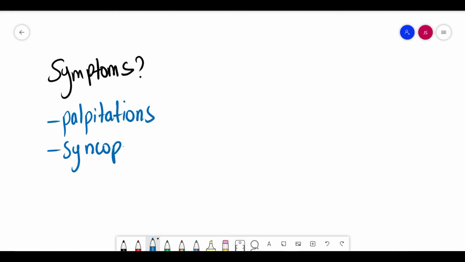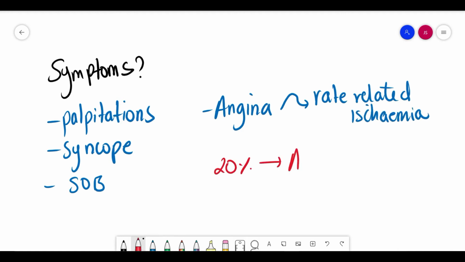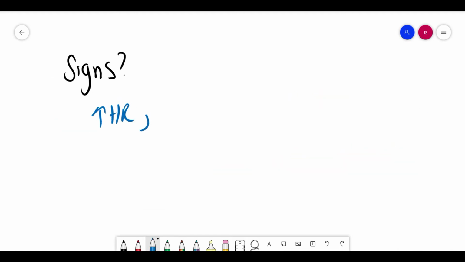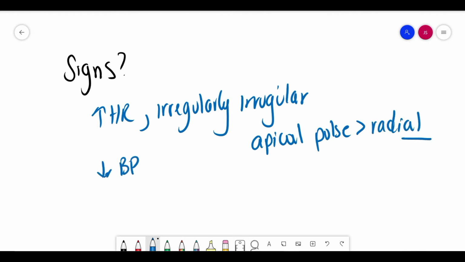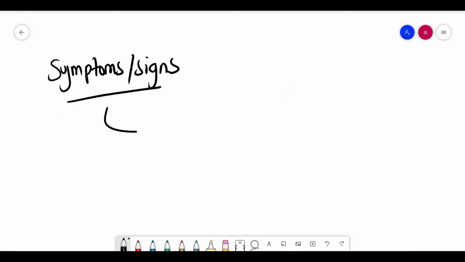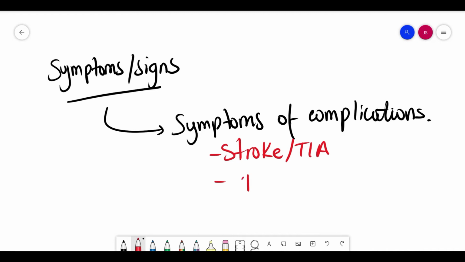Now symptoms, we remember palpitations, syncope, shortness of breath, and angina, rate-related ischemia, and 20% are asymptomatic. Some common signs are increased heart rate, irregular pulse, and you're going to notice that the apical pulse might be faster than the radial pulse, low BP, and absent a waves in JVP. Now, you know the symptoms and signs. Also, you need to know the symptoms of complications, so stroke, TIA, and pulmonary edema.